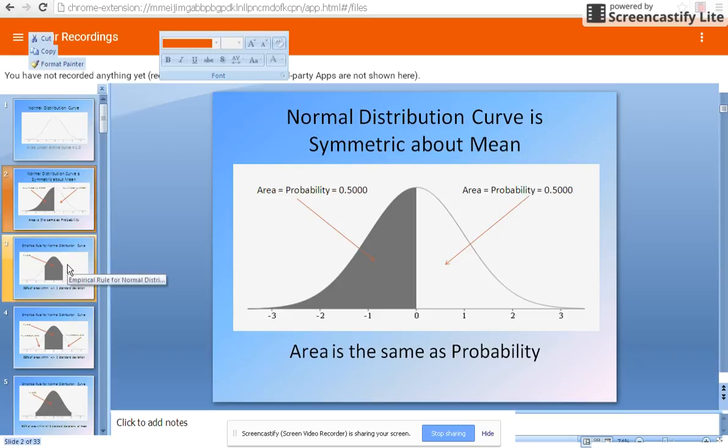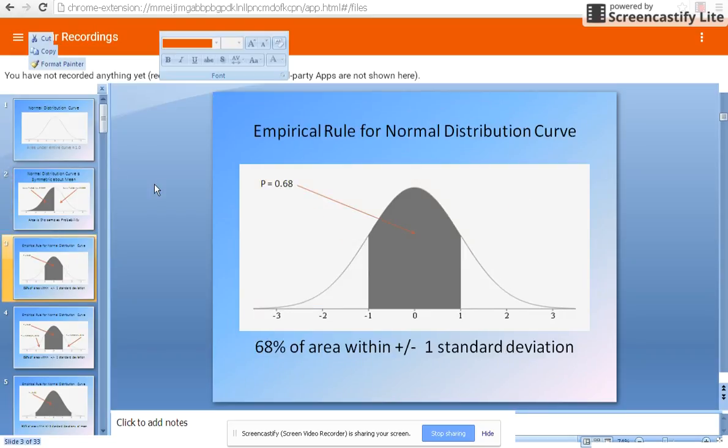And if we move on to the third slide, we see what's called the empirical rule, which for every normal distribution curve means that 68% of the area is within plus or minus 1 standard deviation. So we see the mean in the middle of the curve is 0. And then if we include the area to the left to -1, and then the area over to the right as +1, that area between plus and minus 1 standard deviations is always 0.68.